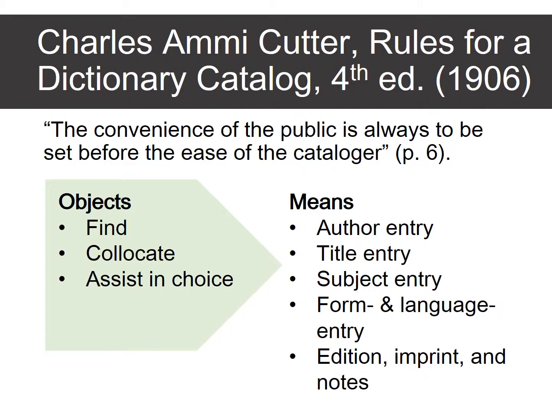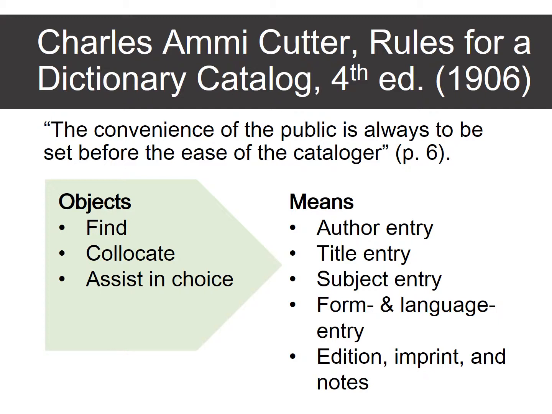The 4th edition of Cutter's Rules came out at a time when many libraries had already adopted the card catalog, and the Library of Congress had already begun to issue catalog cards as part of its cataloging service. Cutter states that, quote, "The convenience of the public is always to be set before the ease of the cataloger," end quote.